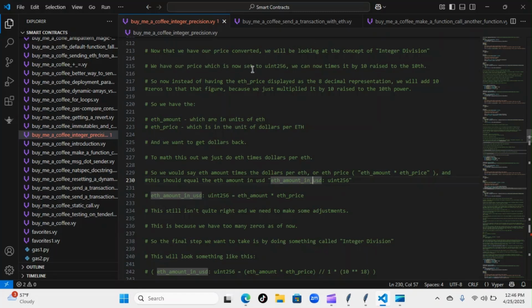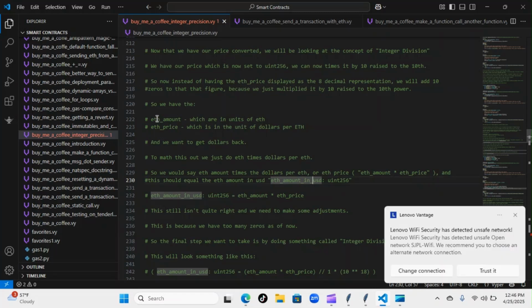We have our price, which is now set to uint 256. We can now times it by 10 raised to the 10th. So now instead of having the ETH price displayed as an 8 decimal representation, we will add 10 zeros to that figure because we just multiplied it by 10 raised to the 10th power. So we have the ETH amount, which is in units of ETH, and then we have the ETH price, which is in a unit of dollars per ETH.